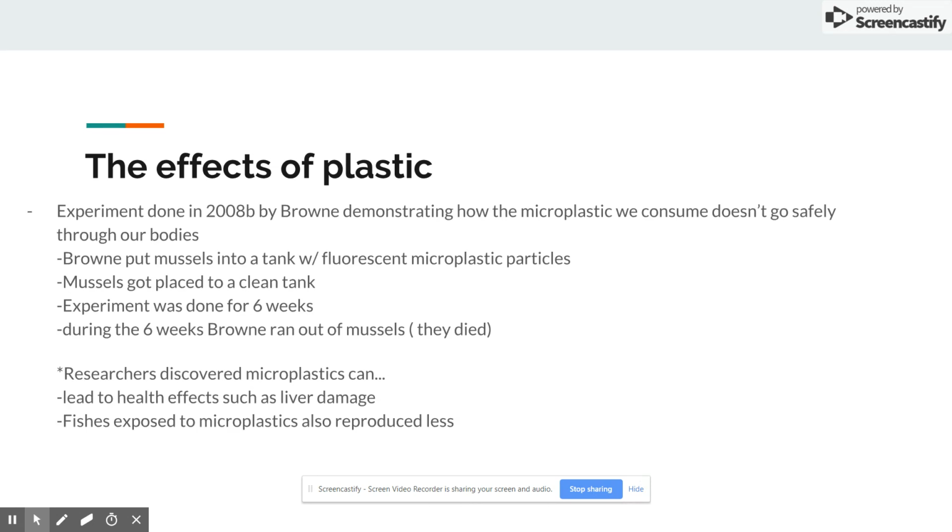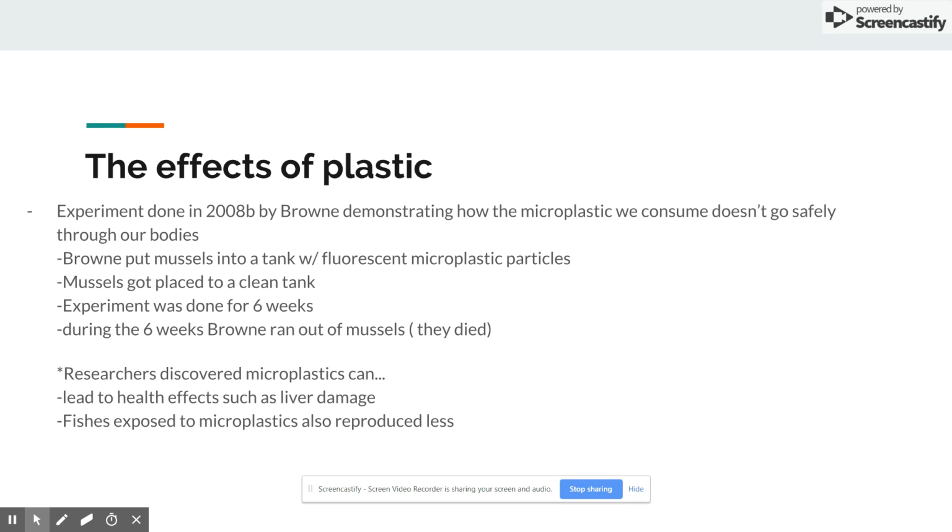There was an experiment done in 2008 by Brown, which demonstrated how microplastic does not go safely through our bodies. He did an experiment using mussels, and he put microplastic particles into the tank, and he then placed them in a clean tank that didn't have microplastic, and he did this within the span of 6 weeks. After the 6 weeks, he actually ran out of mussels, which means that the mussels died. So if this does that to wildlife, imagine what it does to us.